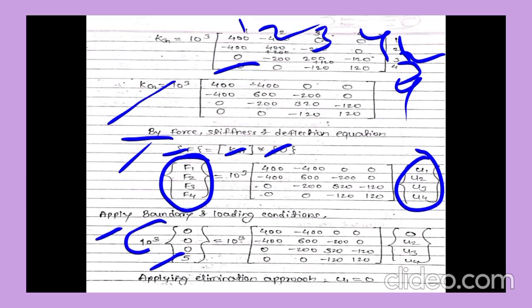Okay, so we will take 10 to the power 3 as common, and 10 to the power 3 common from the global stiffness matrix. Then after that, as we know that u1 is fixed, the value of u1 will be 0, and u2, u3 and u4 will be as they are. Then in the next step, we are going to apply the elimination approach. As u1 is equal to 0, by the elimination approach the first row will be entirely deleted, then the first column of the global stiffness matrix will be deleted, and 10 to the power 3 will be deleted because it is the same on both sides. Then after that, this is the simplified matrix.